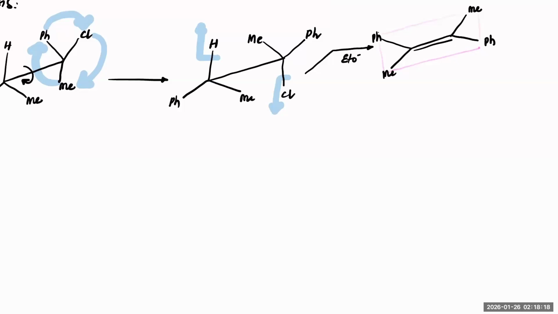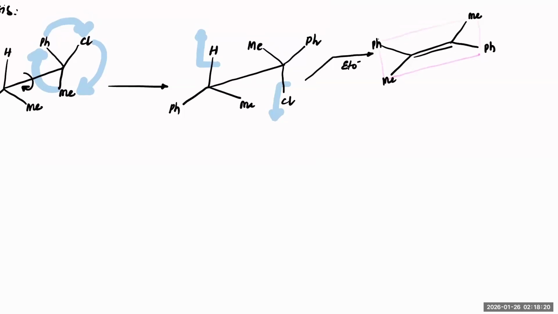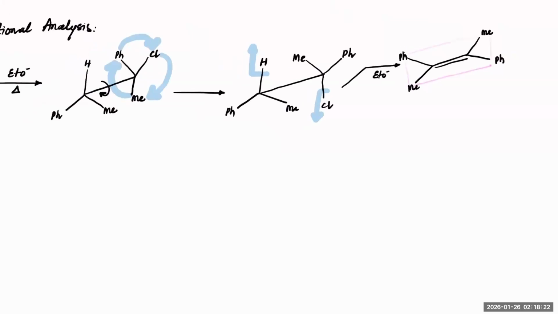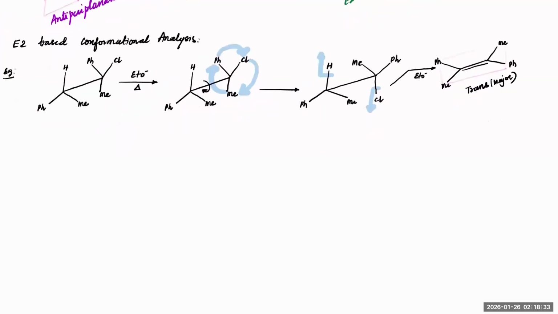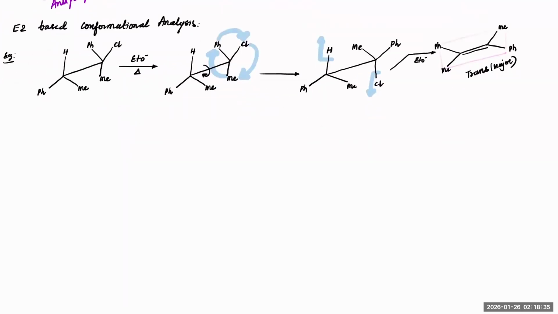You can clearly notice that after removal of H plus and Cl minus, what we got here is this product which is trans. So in this case, trans is the major product, because it's through the E2 mechanism, it will have to go via anti-periplanar elimination.